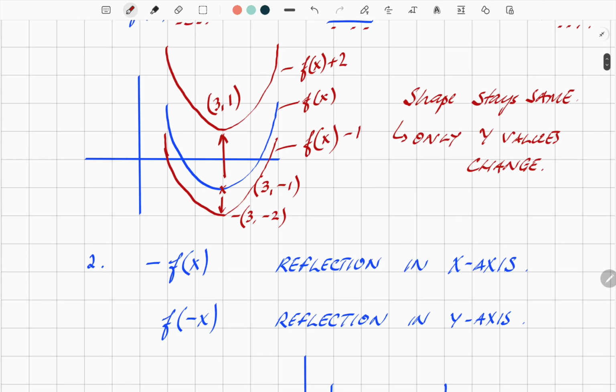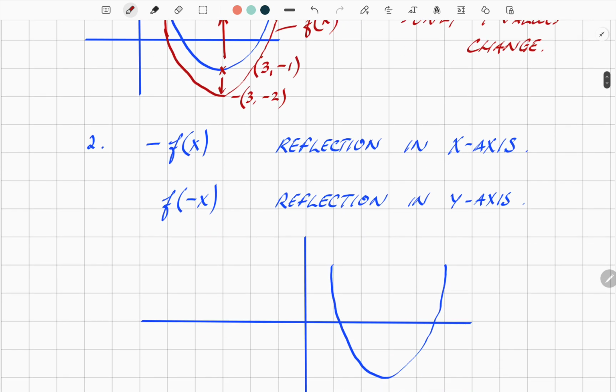The second type that I'm going to cover is the reflection type. When you have a minus in front of the function, so minus f of x, that reflects the whole graph in the x-axis. So it just goes upside down, for simple language. And if you have the minus sign inside the brackets, then that is a reflection in the y-axis. So then you're just going side to side. You're flipping it side to side.